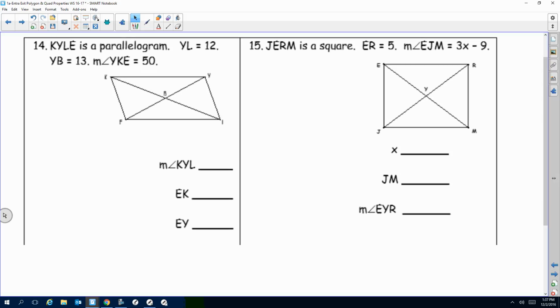All right, we have a parallelogram. Okay? So, the diagonals bisect each other, but they're not congruent. Okay?